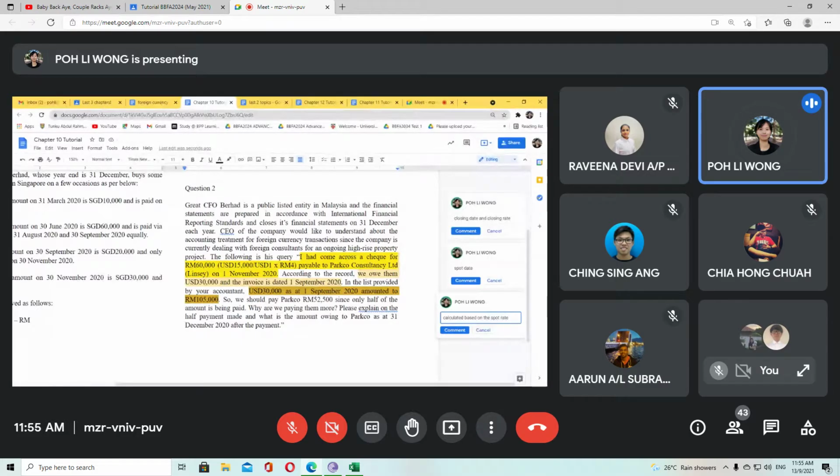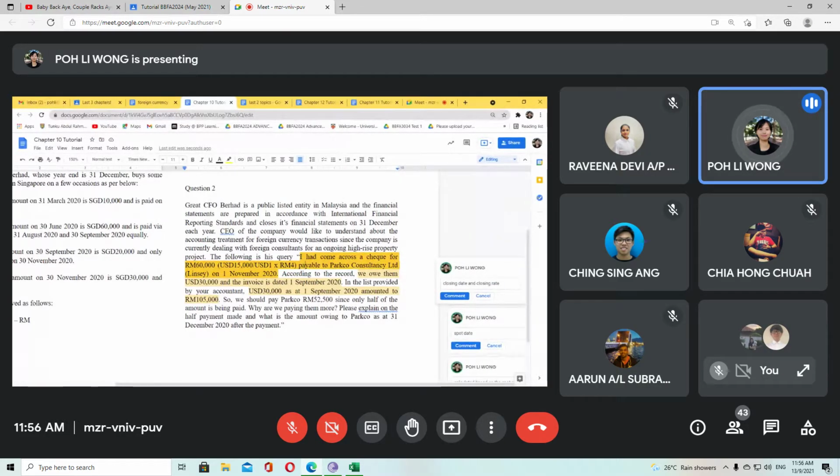All right. And so we should pay PACO 52,500 since only half of the amount is being paid. Why are we paying them more? Please explain the half payment date. So according to the question, we already have our closing date and closing rate, and this is basically the spot date, calculated based on the spot rate. We already have our spot date, spot rate, closing date and closing rate. But the CEO of the company is unable to understand why there is a difference.